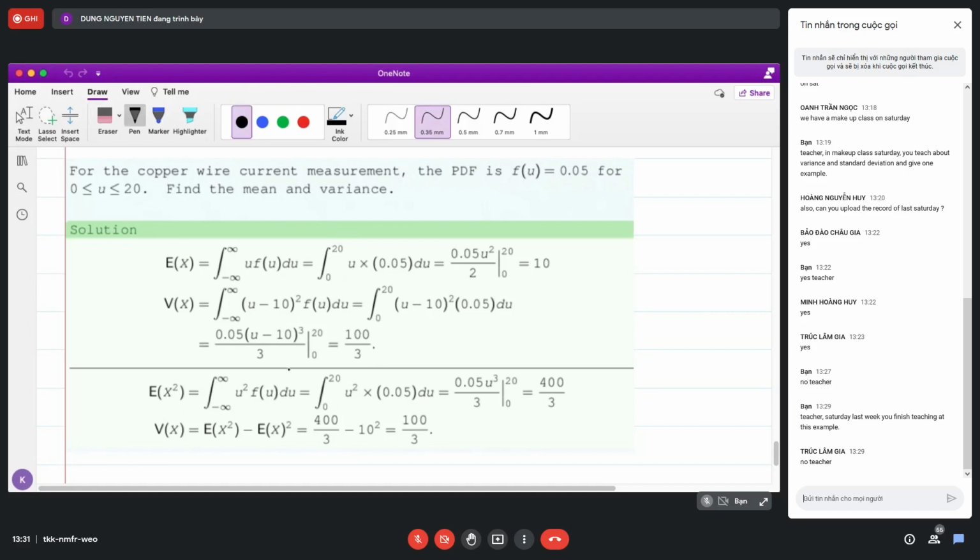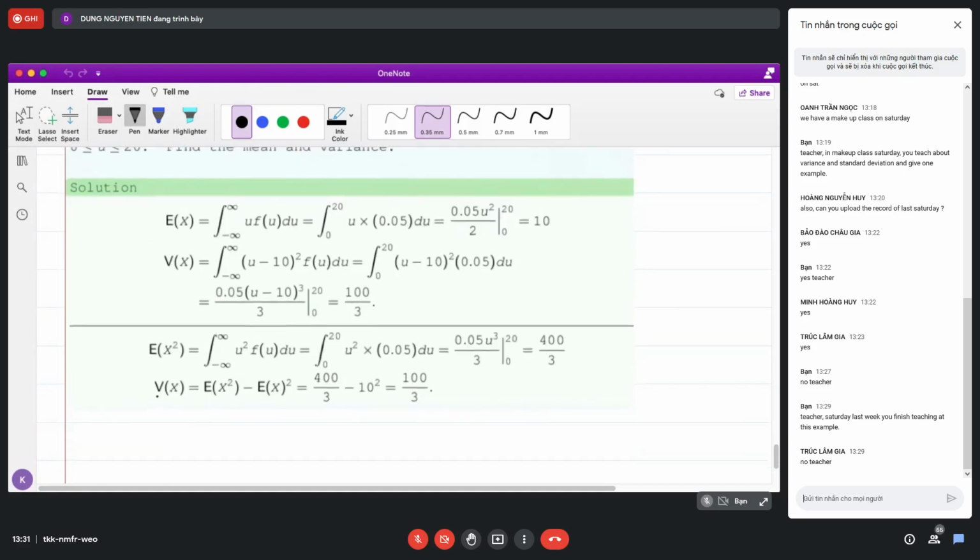That is one way to get the variance of x. You can also find it by using this formula, in which you need to know the value of the second moment, the mean of x squared. So I need to find the mean of x squared, which is the integral from minus infinity to infinity of u squared f of u du. That integral is simply 400 over 3. You use the formula to get 400 over 3 minus 10 squared, and it is the same as 100 over 3. So you see that these two numbers are the same.